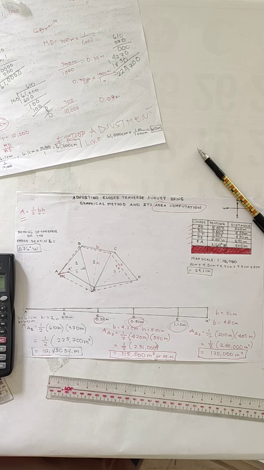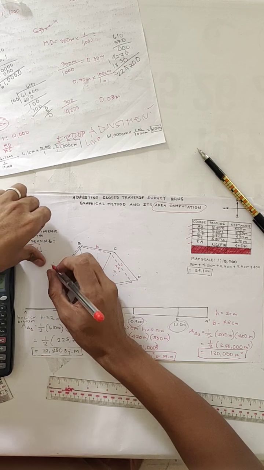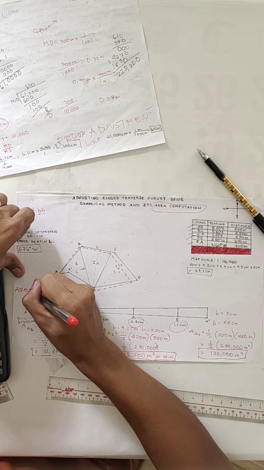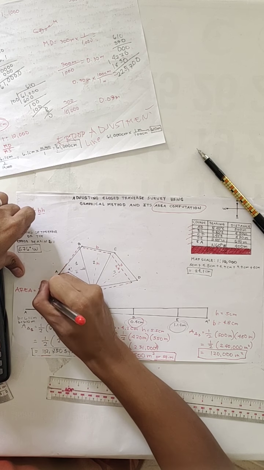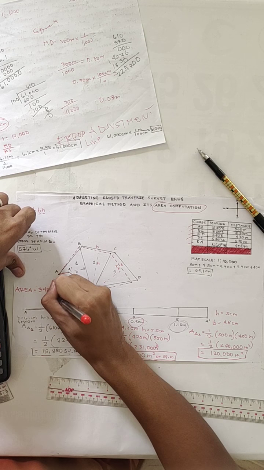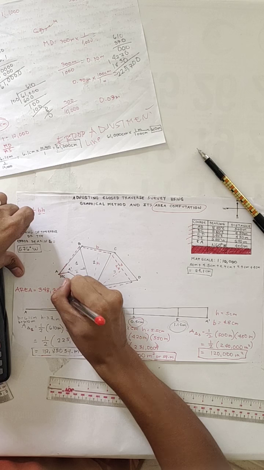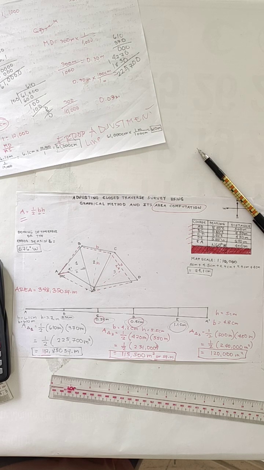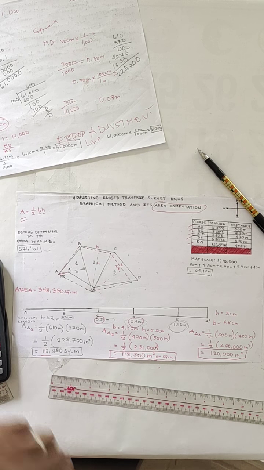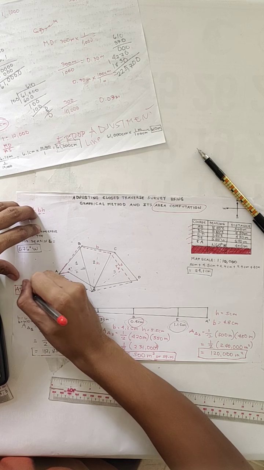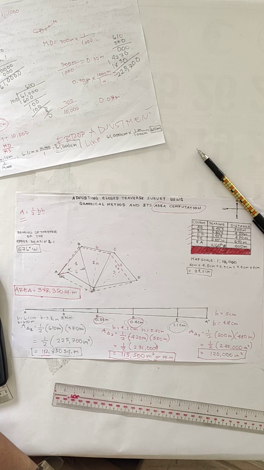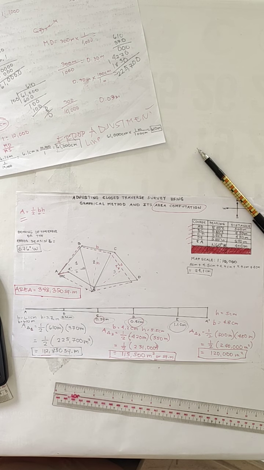So this is equal to 348,350 square meter. So the total area of this polygon is 348,350 square meters. So how many hectares is that?